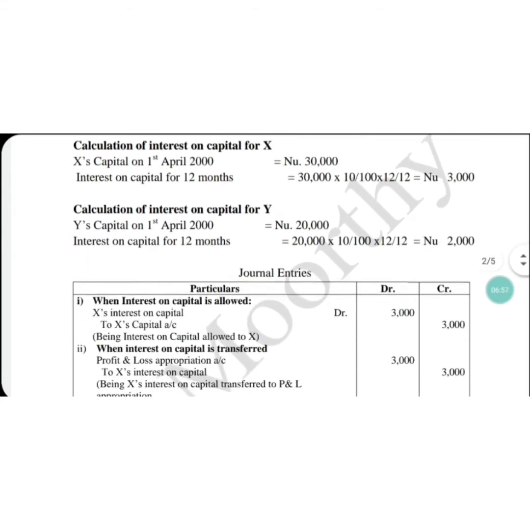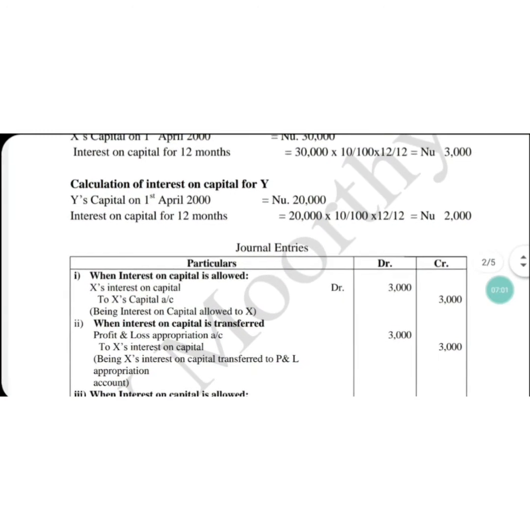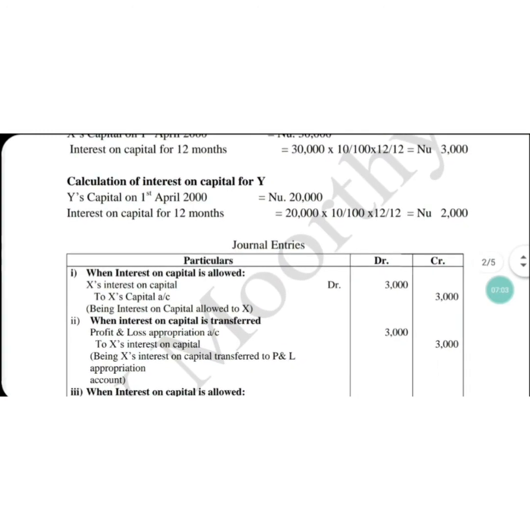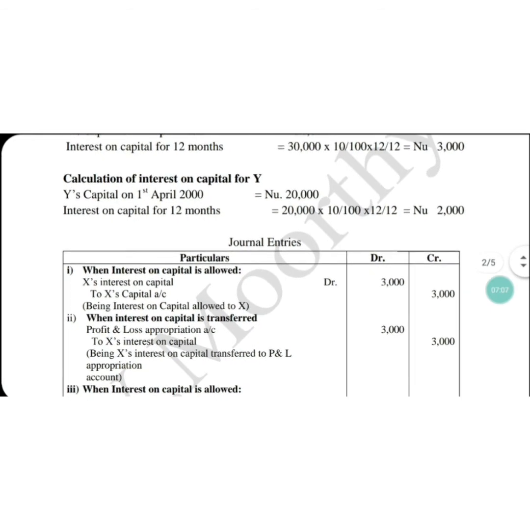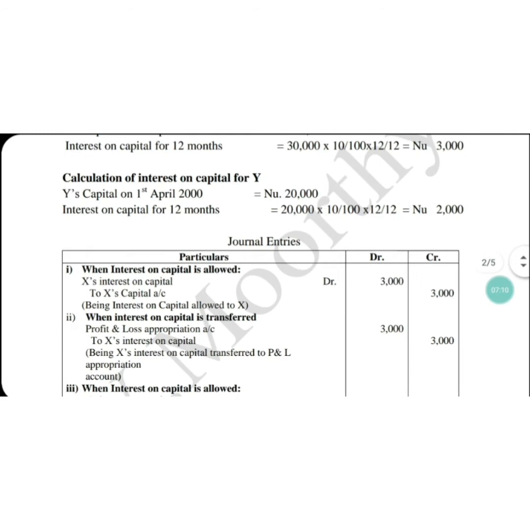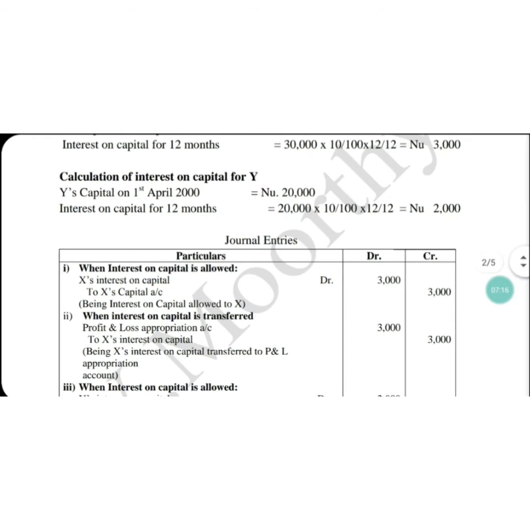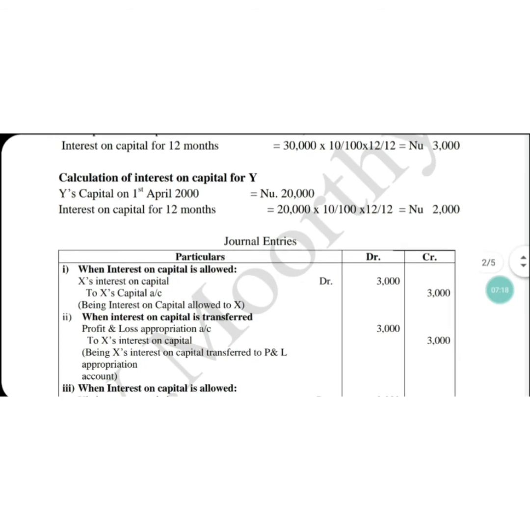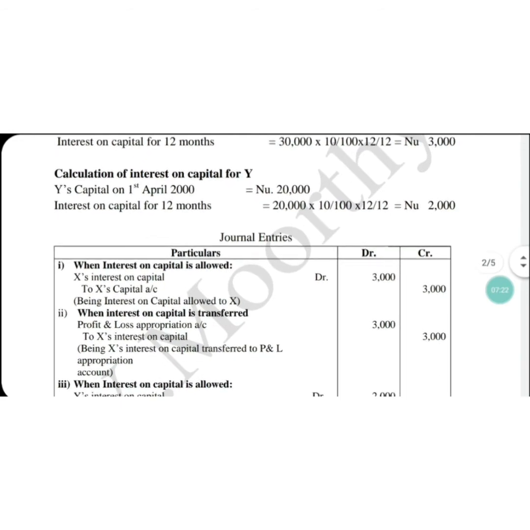The journal entries with regard to the interest on capital. X's interest on capital to X's capital account 3,000, being interest on capital allowed to X by the business. Already we have seen this kind of journal entry, or I have given the model journal entries in the previous videos. You can refer to this one and write the journal entries according to the interest on capital when it is allowed.